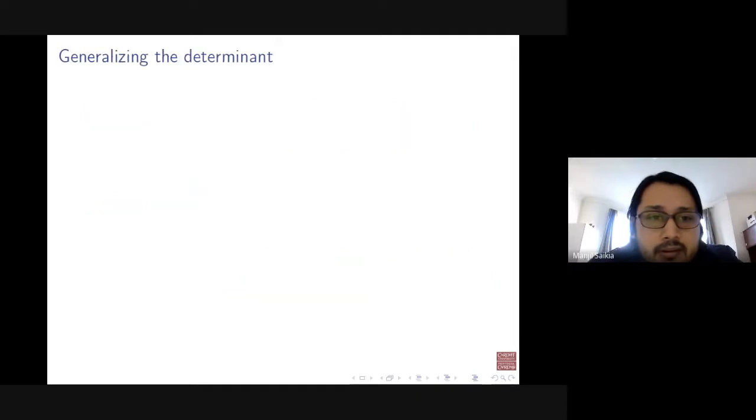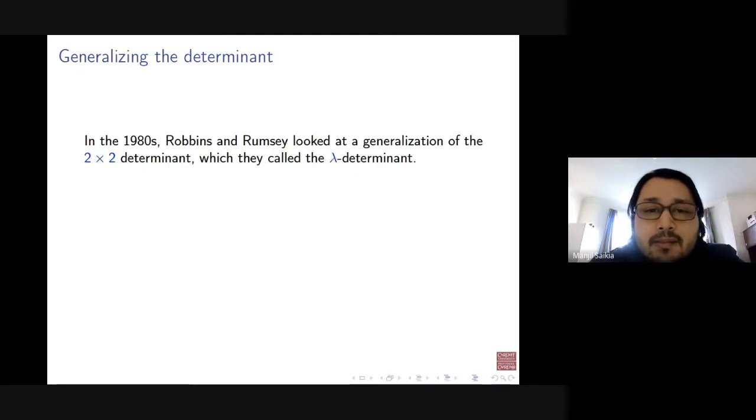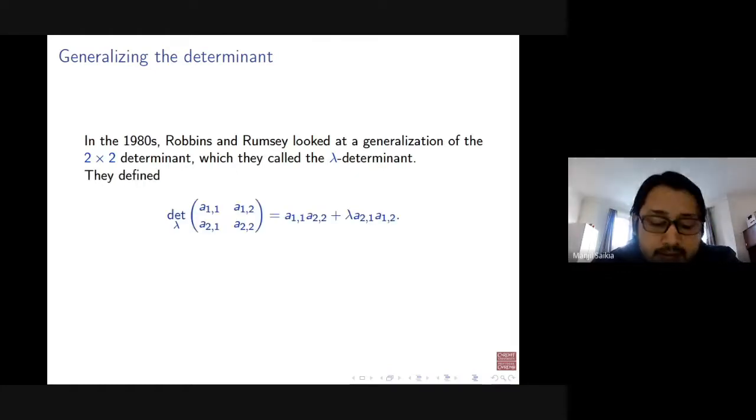So in the 1980s, Robbins and Rumsey looked at the generalization of this algorithm, this sort of calculation. What they defined was something called a lambda determinant. And the definition is the following. The lambda determinant of a 2 times 2 matrix is just the product of these 2 entries plus lambda times the product of these 2 entries. So you see that if lambda is equal to -1, then you just get the normal determinant back.